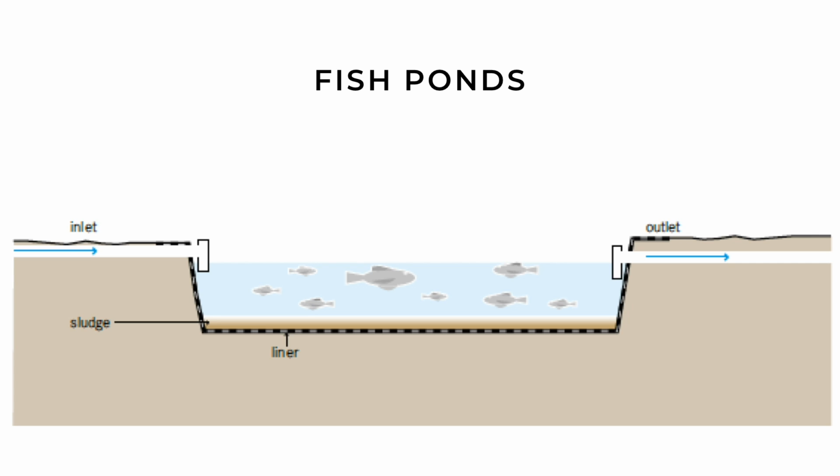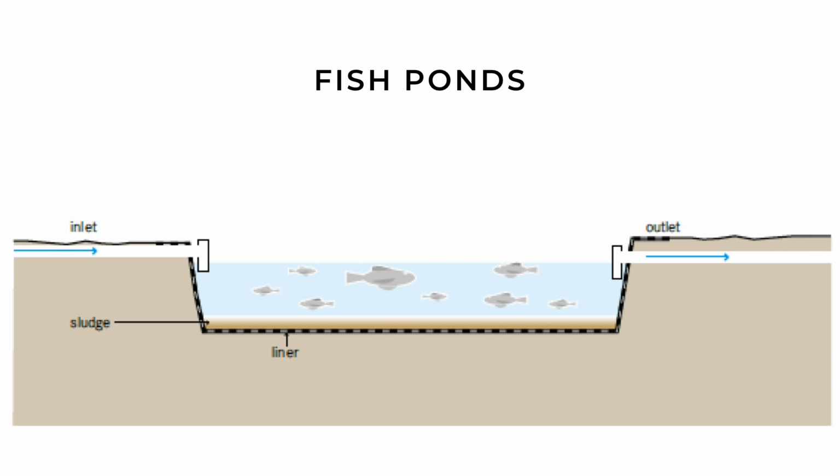Fish can also be introduced in ponds that receive effluents, where they can feed on algae and other organisms that grow in the nutrient-rich water. Only fish tolerant to low dissolved oxygen levels and other adverse environmental conditions should be chosen.